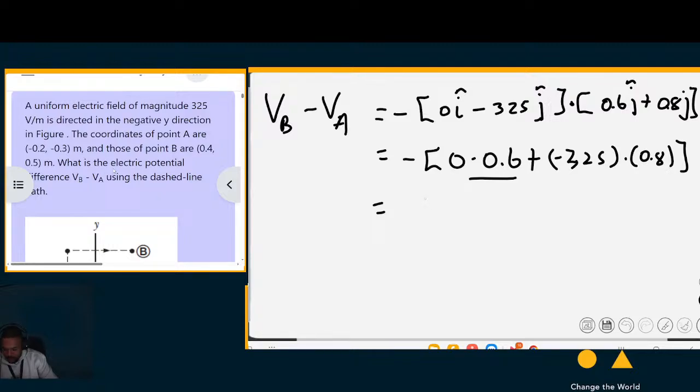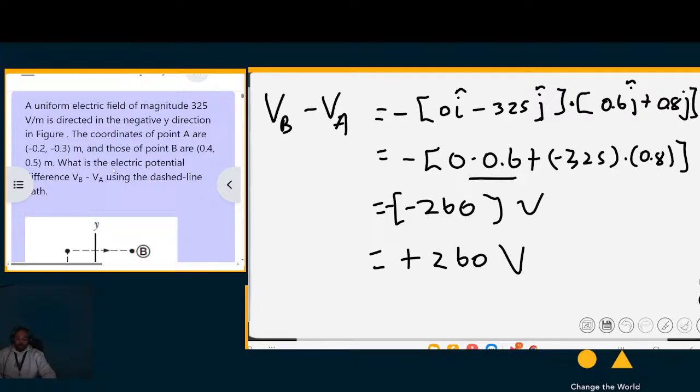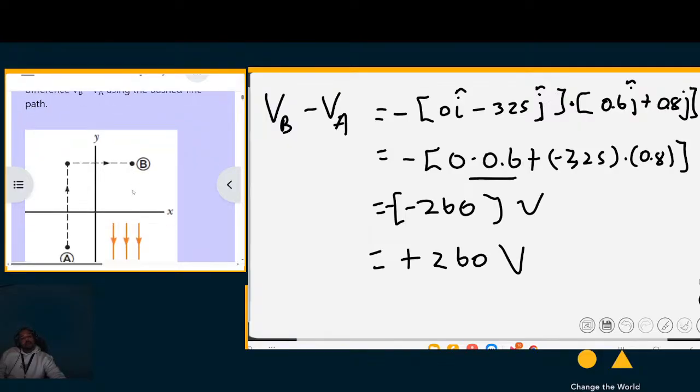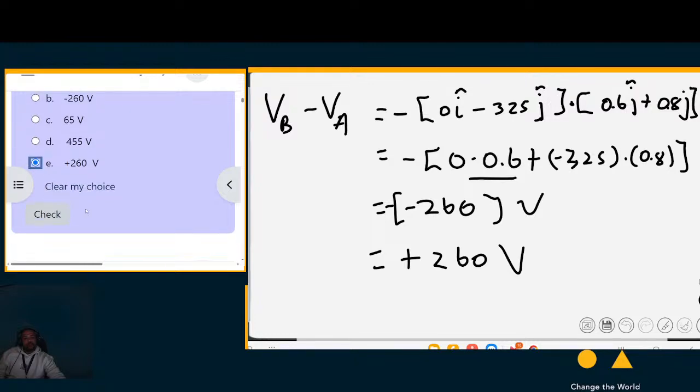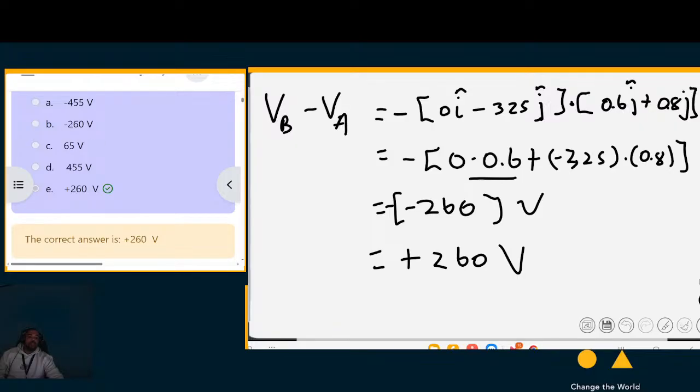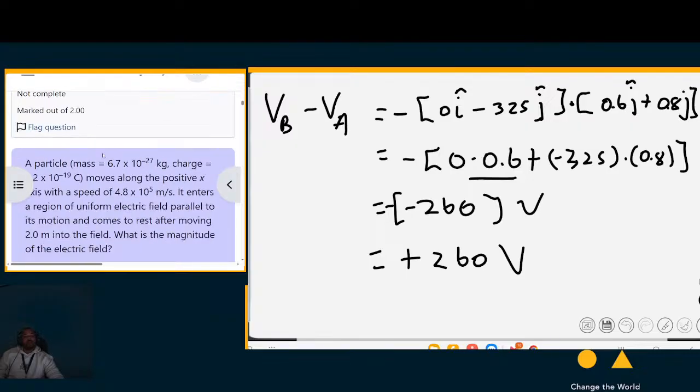80% of 325 is 260. There's still a negative there, so it's negative 260. There's still a negative up in front, which leads us finally to positive 260 volts. So the potential difference between A and B, if you take that path, remember this is path dependent, will be positive 260. Just make sure of your signs, so that you don't switch them up. In this case, if you did not have the negative outside the formula, you would have gotten a negative value.